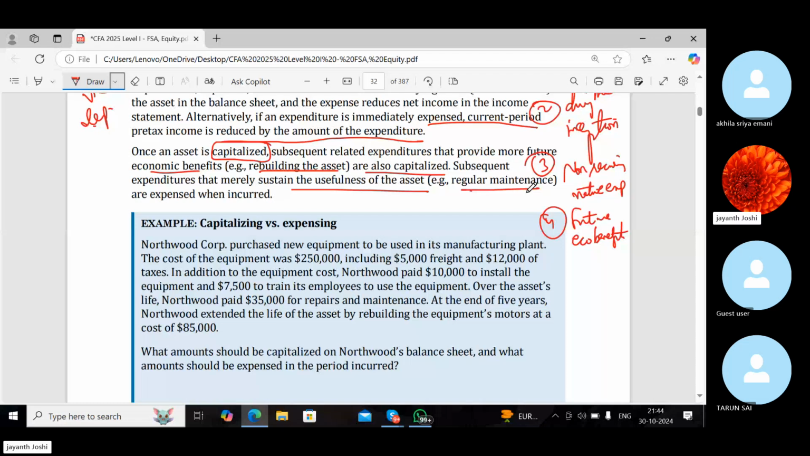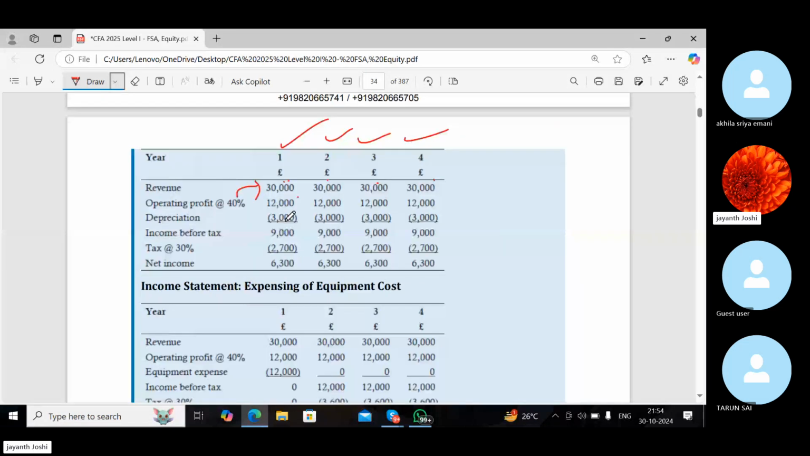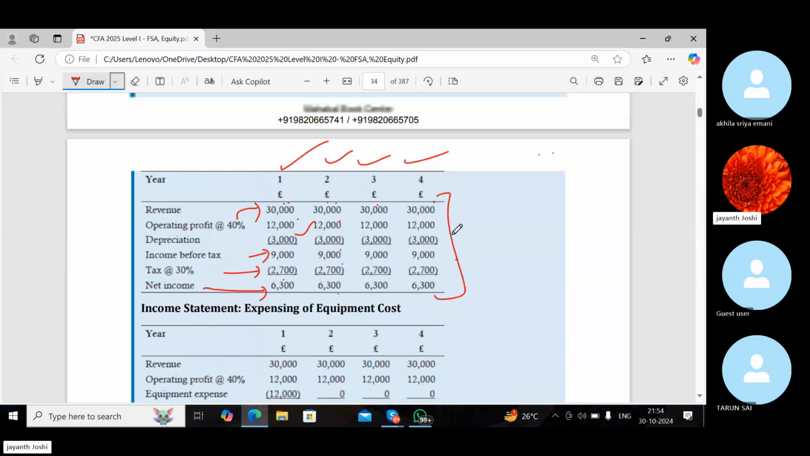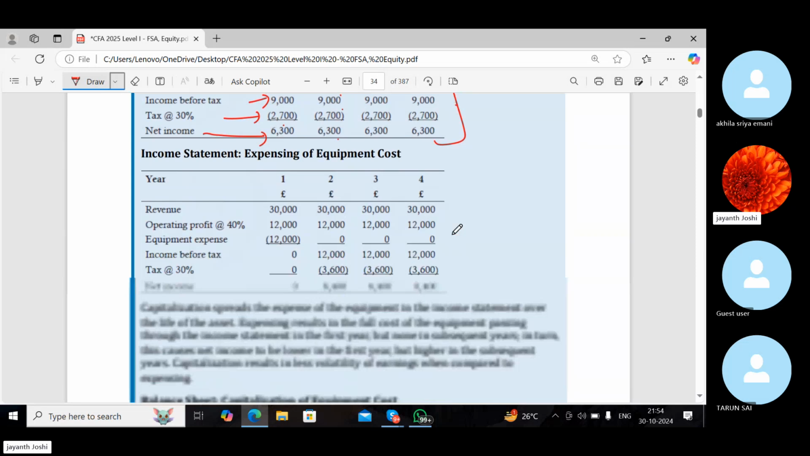So revenue is 30,000. Operating profit is 40% of this, that is 12,000. Depreciation, you have capitalized the asset, right? Put in the balance sheet. So the asset would be depreciated every year and its expense will be shown in the P&L. So 3,000, income before tax. Tax you have calculated, and then it is net income. Then again 30,000, then profit, then depreciation, PBT, tax, PAT. Every year this is going on. Okay. Now we will expense this particular asset.